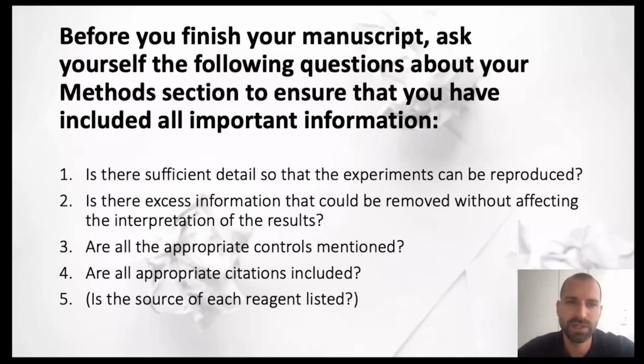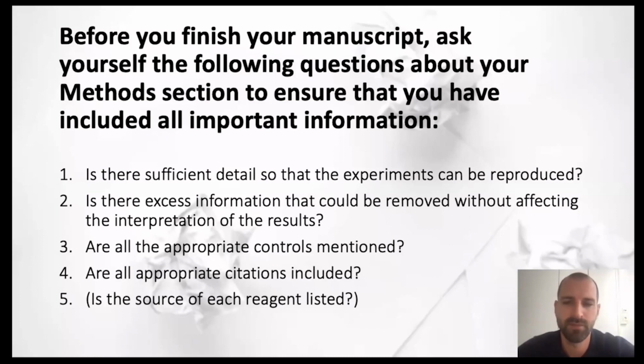Before you finish and submit your manuscript or send it to your co-authors, please ask yourself the following questions about your methods section to ensure that you have included all the important aspects. Is there sufficient detail for reproducibility? Is there excess information that could be removed without affecting the quality or the interpretation of the results? If so, then please do so to keep the reader's and the reviewer's attention. Are all the appropriate controls mentioned and explained, and are all the appropriate citations included?